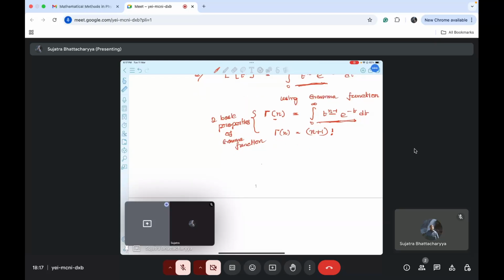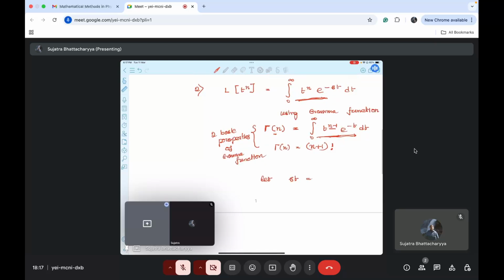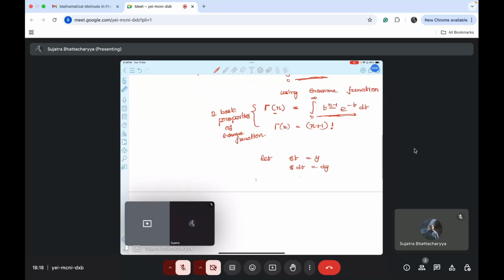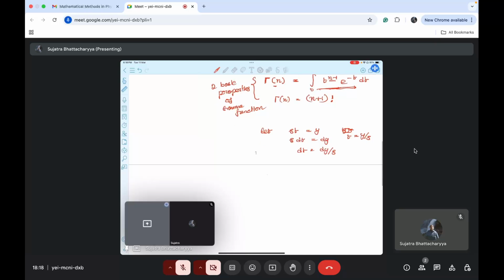So let us write s times t is equal to some y. So s dt will be equal to dy, right? So dt will be equal to dy by s. And what is t? y by s. All right. So now put this into this particular integral. So what will happen? See, the limit will not change, because if you put t is equal to 0 in this equation, y will be 0. If t is infinity, y will also tend to infinity. So the limits will not change. That is another interesting part.